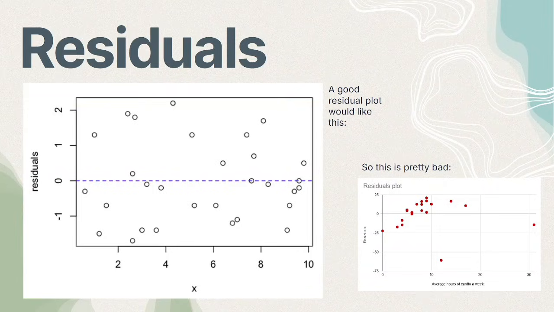Here's why residual plots matter. A good residual plot should look like a random scattered cloud of points with no pattern, evenly spread above and below zero. If you see a clear pattern, a curve, or a funnel shape like in this example, that's a sign your linear model isn't actually the best fit for your data and your residual plot is telling you something is off.